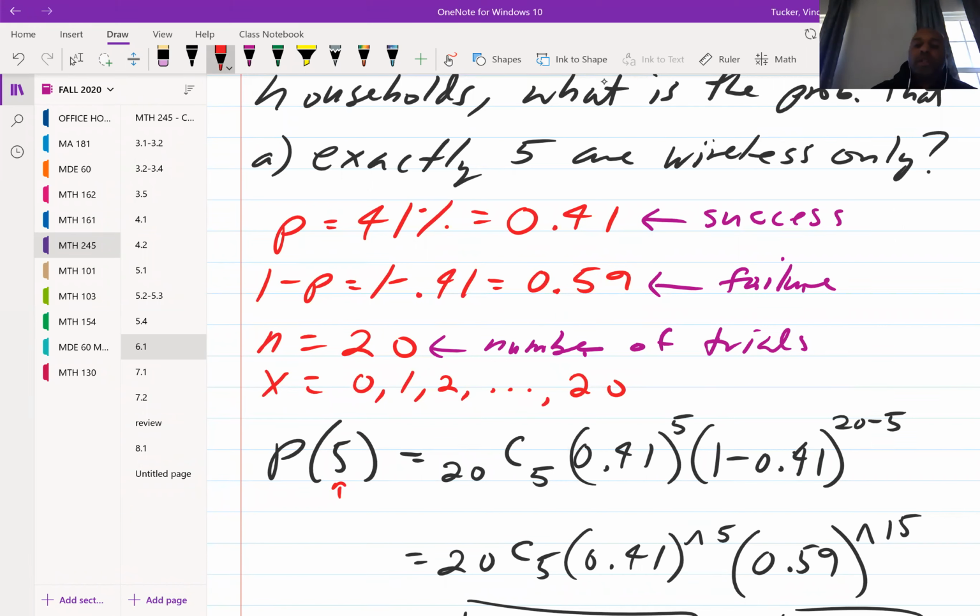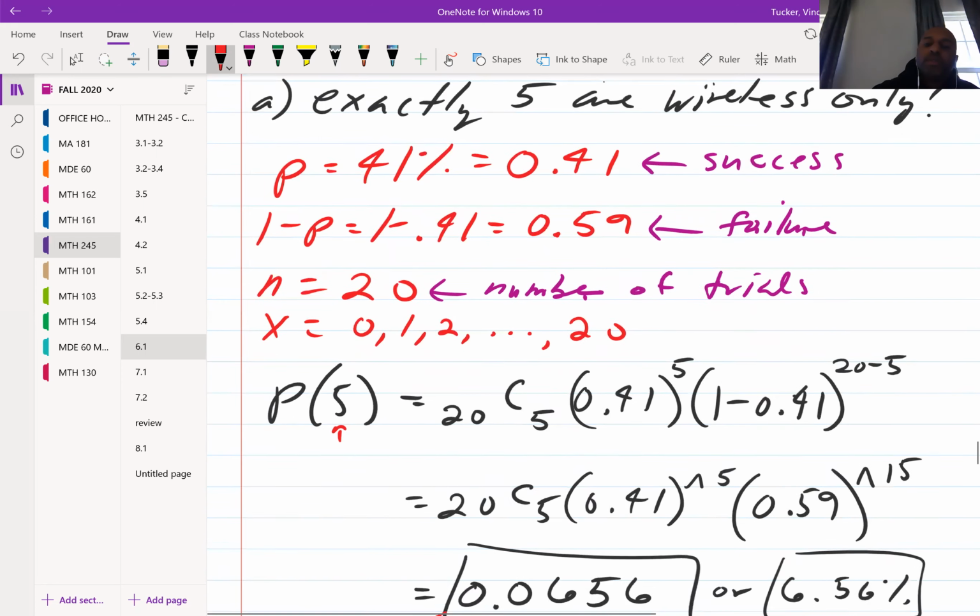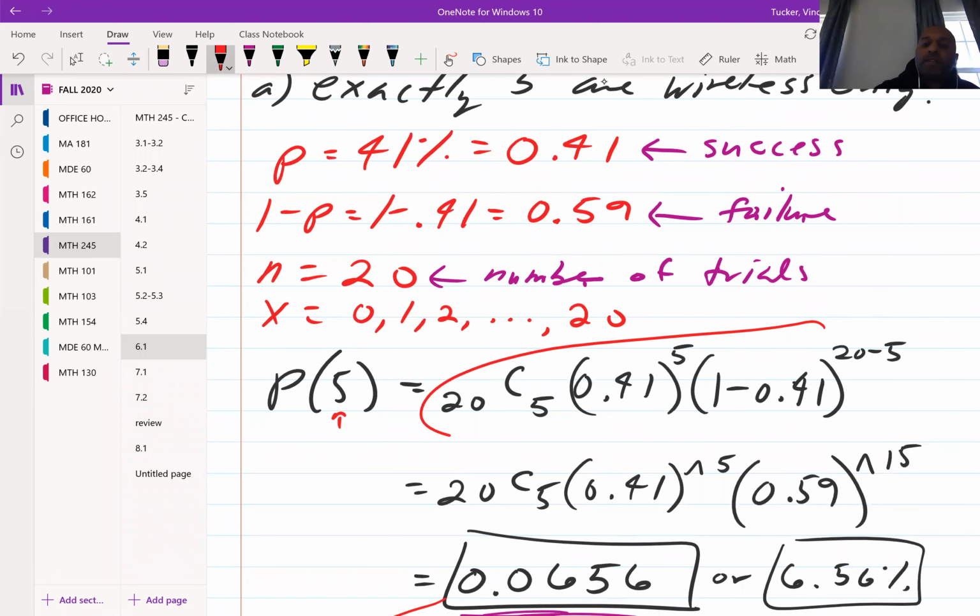All right. So if you have the type of calculator, you can put it in the calculator like this. If not, you can simplify it some. Notice we did 1 minus 0.41, which gave us the 0.59. 20 minus 5 gave us the 15 right here.